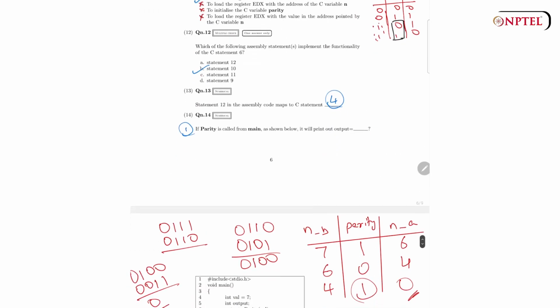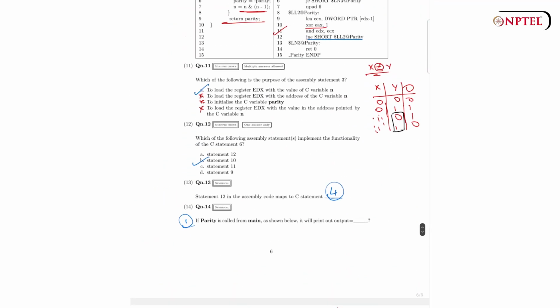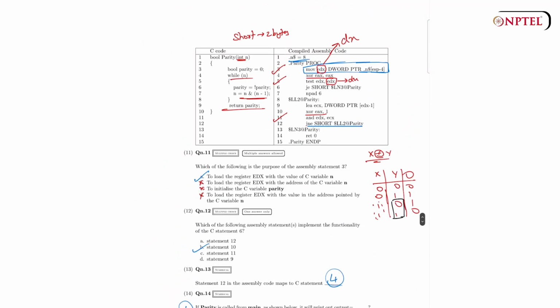Let's go and check what our options are there. 3, 5, 11, and 14. What is 14? Ret 0.